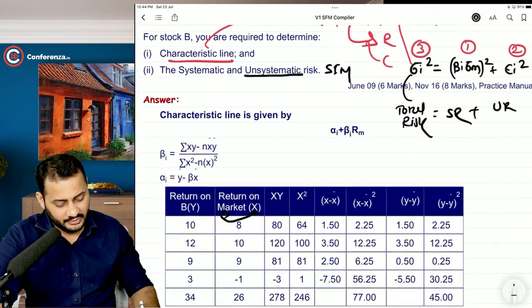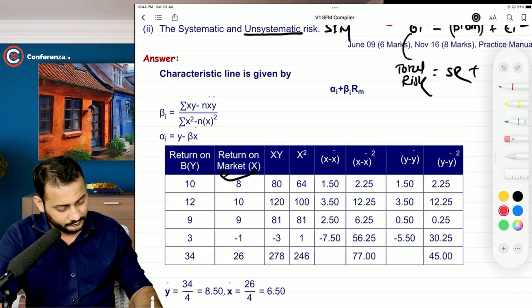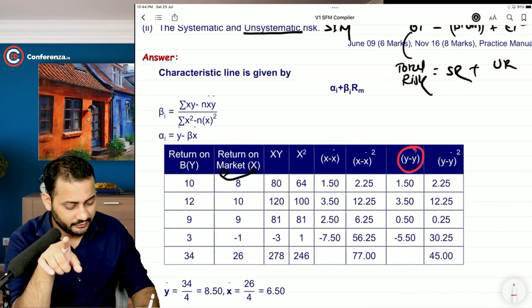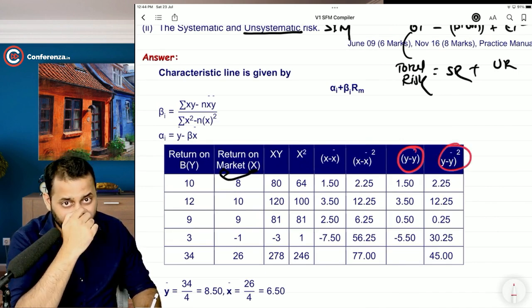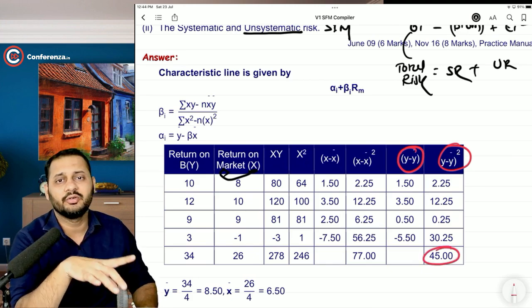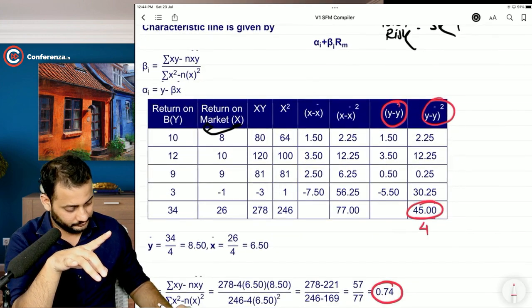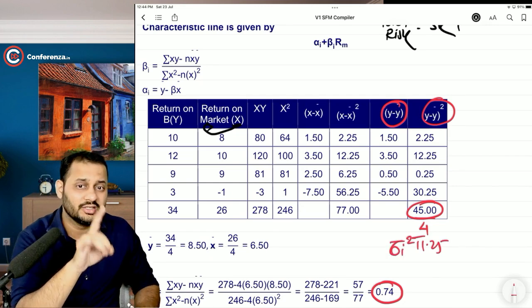Let's do that first. It's very simple, sir. Y minus Y bar will give you the deviation. In order to remove some negativity, we are going to do the square of all the items. This is Y minus Y bar square. Then we are going to do the total, 45. Then we are going to divide by n. 45 divided by 4. The answer is 11.25. What is this 11.25? Total risk of the stock.